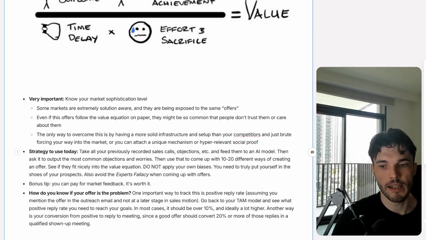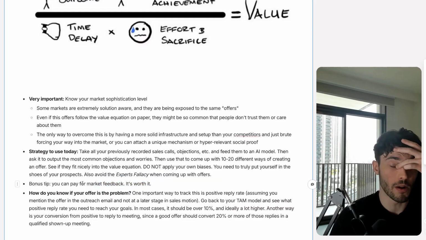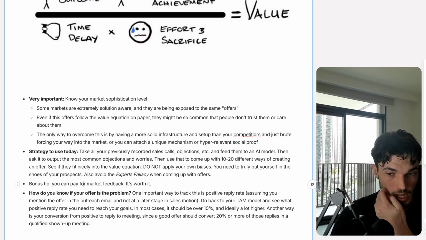A bonus tip is what most people don't really think about, but you can literally pay for market feedback. You just pay somebody that's in your ICP, just pay them $100 to hop on a call with you and tell you all the issues they're having that pertain to the service that you provide. People will do that, right? If you just pay them, they might just hop on that call and tell you whatever, and they might even end up buying from you. Who knows, right? So that's a little trick for people there.